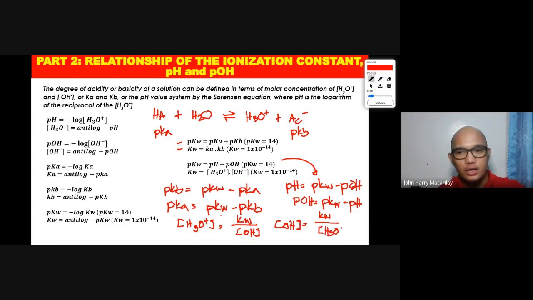So those are the relationships between your pH, your pOH, and your pKw, the same with your Kw and your hydronium ion and your hydroxyl ion, and your pKw with your pKa and your pKb. And then the same also with your Kw and your Ka and your Kb.